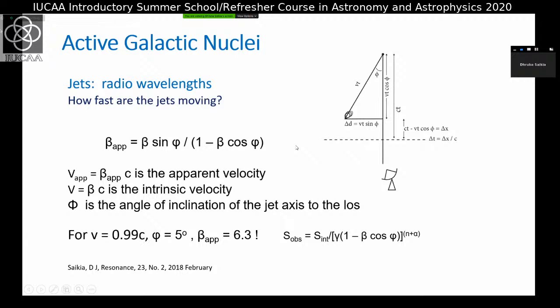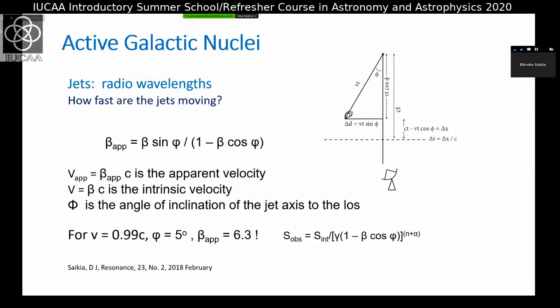So special relativity survives. And this is a very neat and nice explanation of how you can get velocities which are greater than that of light. Now, this is the expression: beta apparent is the apparent velocity, v is the velocity intrinsic to the source, and these are the angles of inclination.